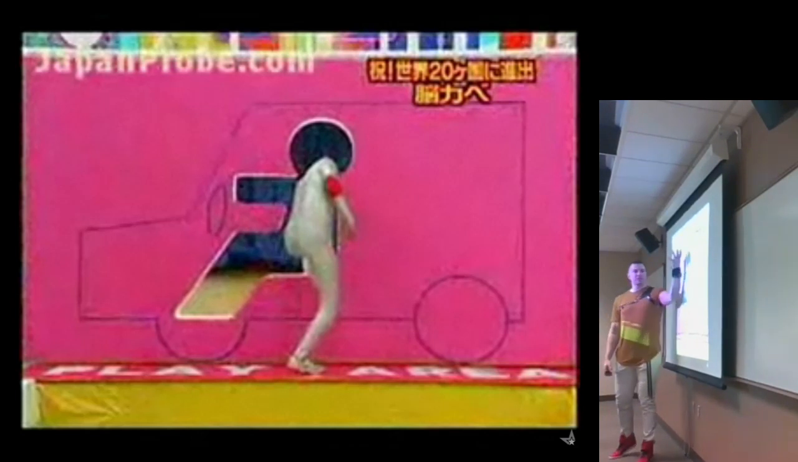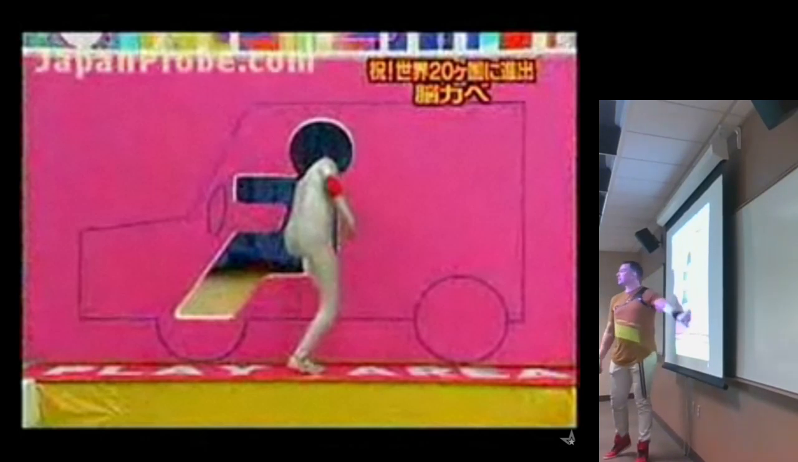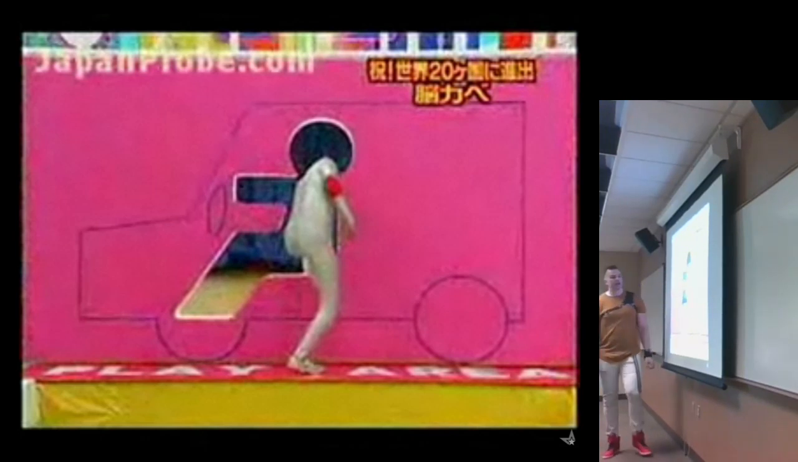And this one was actually very anticlimactic. He just stepped through the wall. It was easy as pie. Very easy problem to solve once you get out of that kind of functional fixedness. All right, are there any questions about functional fixedness?